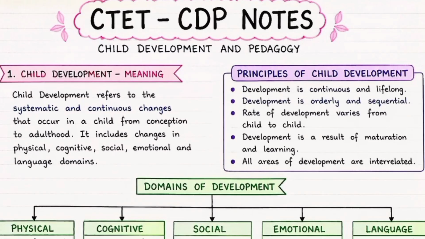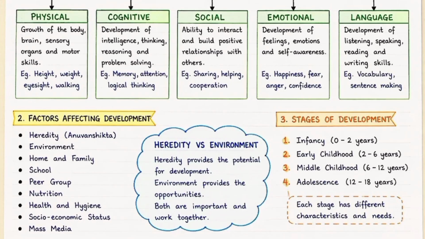We will see the domains of development one by one. First, physical, cognitive, social, emotional, and language. Let's see one by one what we mean by that. Now we will see the physical development first. Growth of body, brain, sensory organs, and motor skills. Motor skills means large muscles like thigh. Example: height, weight, eyesight, walking, etc.